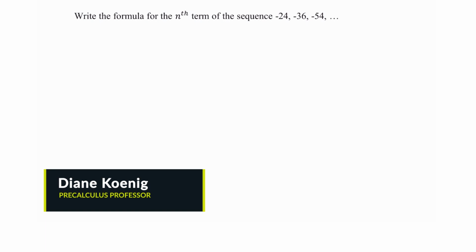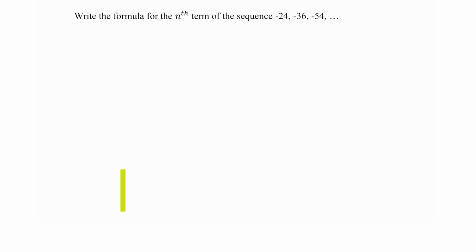Well, hello there. What we're going to do in this video is to write a formula for the nth term of a sequence. This sequence is negative 24, negative 36, negative 54, etc. Now I first want to see if this is an arithmetic sequence. So to do that, we're going to subtract the terms in pairing.